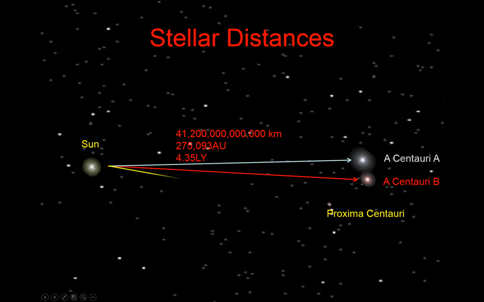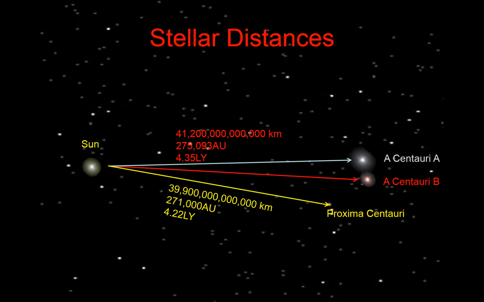If we do the same thing for Proxima Centauri now, which is a much smaller star, these are vaguely to scale, and these two stars here, and we'll discuss this later, are different colours. Centauri A is white, Centauri B is a lot redder. And we'll talk about why those things occur.